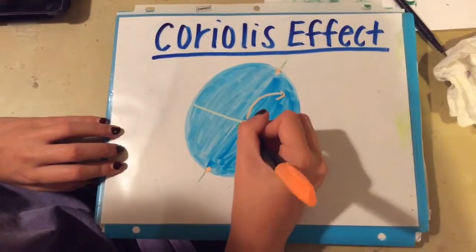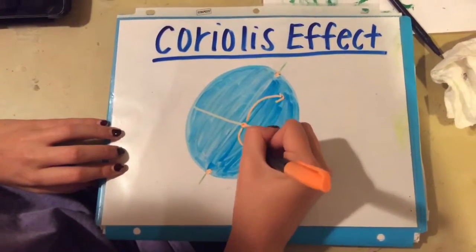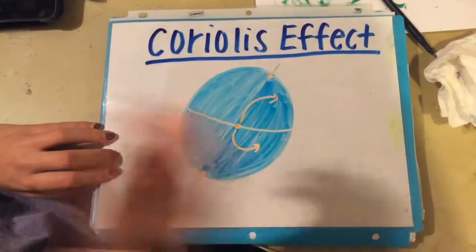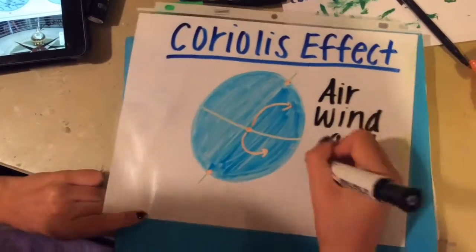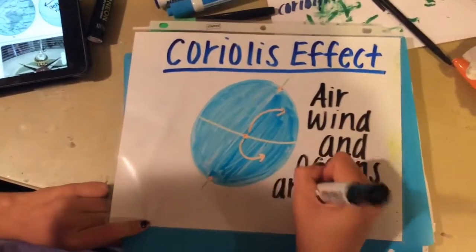In the southern hemisphere, if you are trying to go from the equator to the South Pole, you will appear to deflect left. Air, wind, and oceans are all affected by the Coriolis effect.